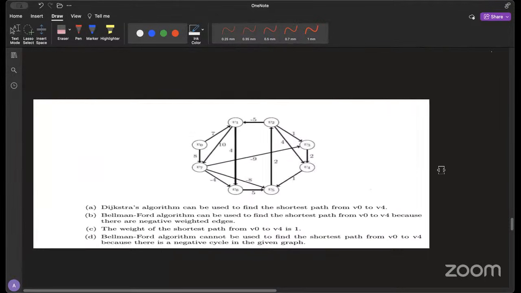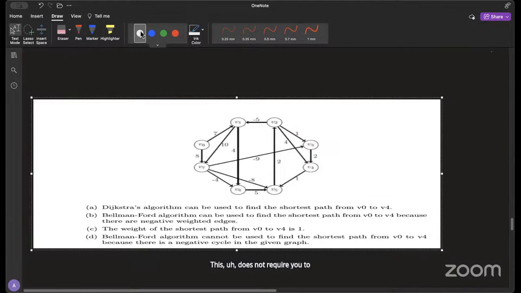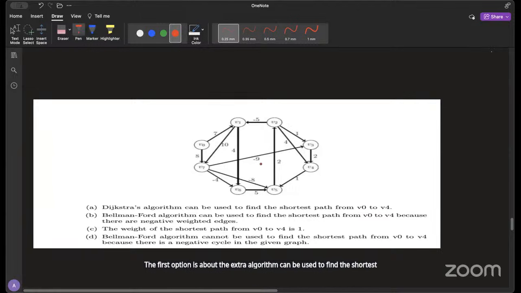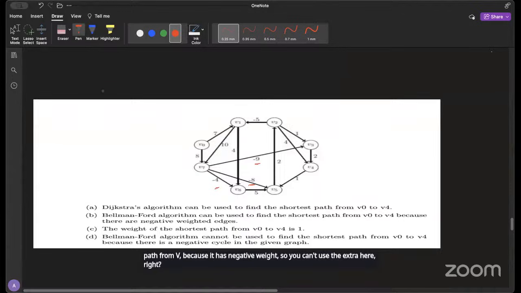This does not require you to perform the Dijkstra algorithm because it's an MCQ. It doesn't require you to perform Bellman-Ford or Dijkstra. You can answer these questions without performing them. The first option is about Dijkstra algorithm can be used to find the shortest path from V0, but because it has negative weights, you can't use Dijkstra here, right? A lot of negative weights. This is incorrect.